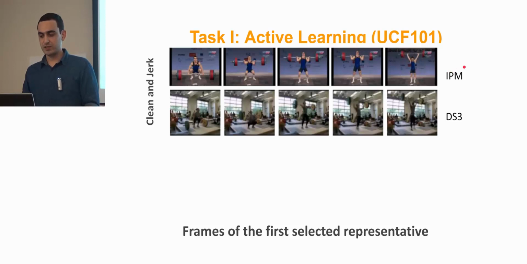And we can argue that this first selected representative by IPM is a better representative compared to the representative selected by this other selection algorithm because the action is more visible, the scene is less cluttered, and features of the action such as the barbell are a lot more visible in this selected representative.